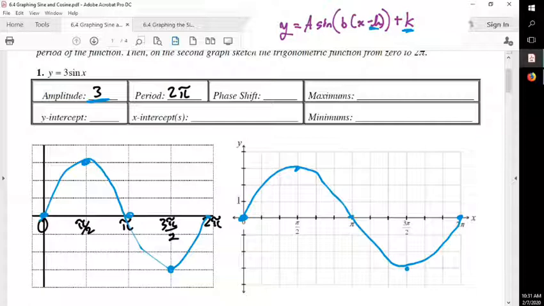All right, so what is my y-intercept? 0. My x-intercepts, 0, pi, and 2 pi. Phase shift, I'm going to say 0 because there's no h. What's my maximum? My maximum is at 3, and my minimum is at -3.